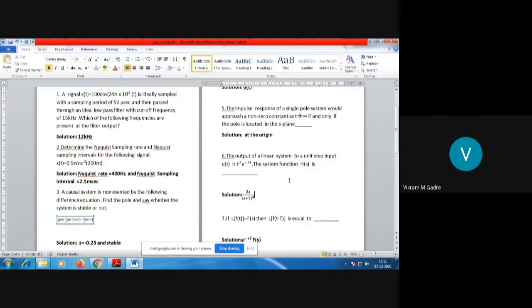So you have to take the Laplace transform for this, and u of t transform is 1 by s. Sorry, 1 by s, sir. So you have to divide by 1 by s. Yes, sir. That is H of s is equal to Y of s divided by X of s.